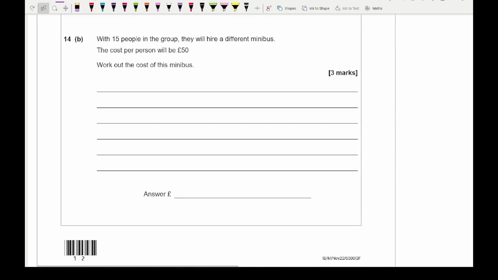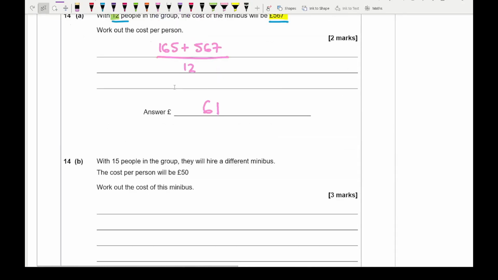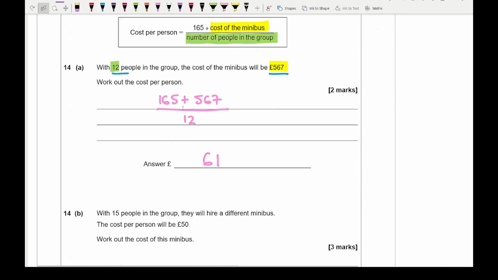So then moving on to 14b, it says with 15 people in the group, they hire a different minibus. The cost per person is £50. Work out the cost of this minibus. So for this, what we need to do is now substitute different numbers into this. So we know that the total cost is 50, and that equals 165 plus what we don't know.